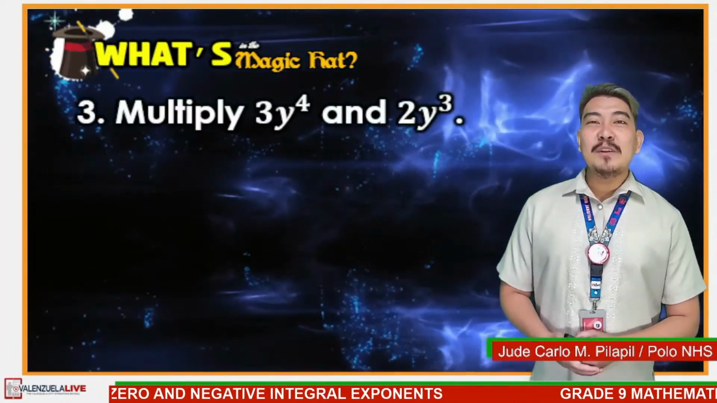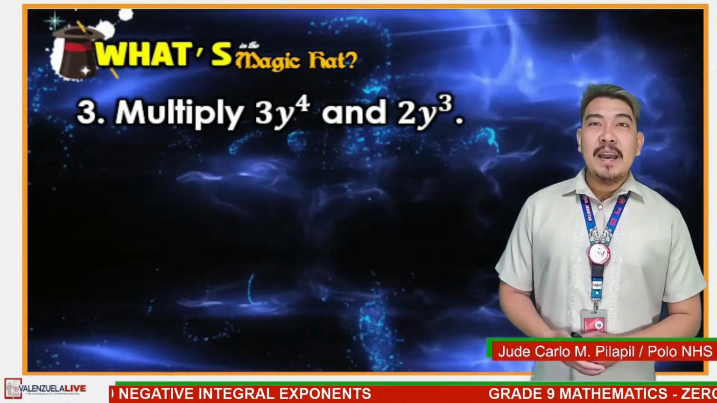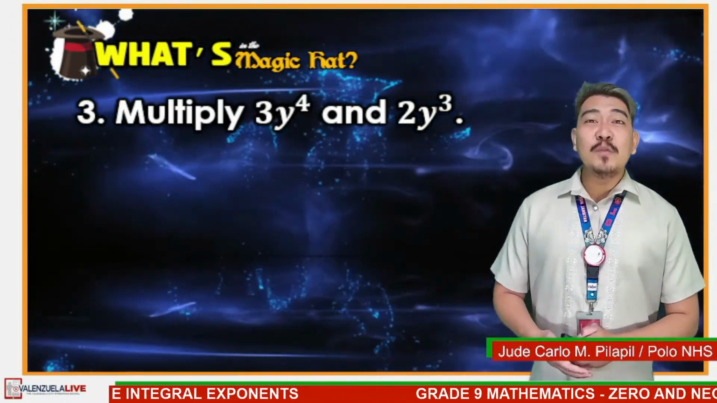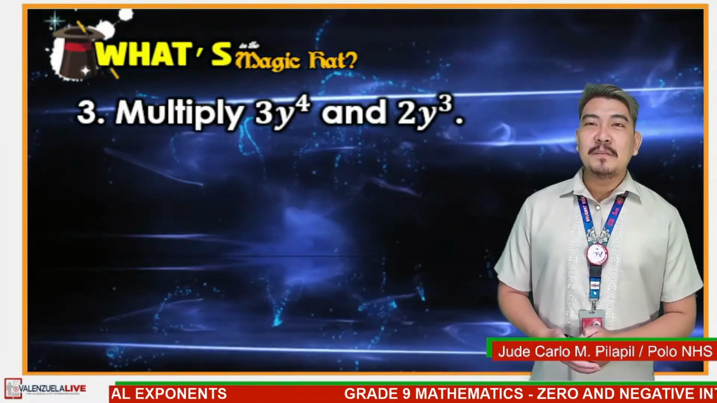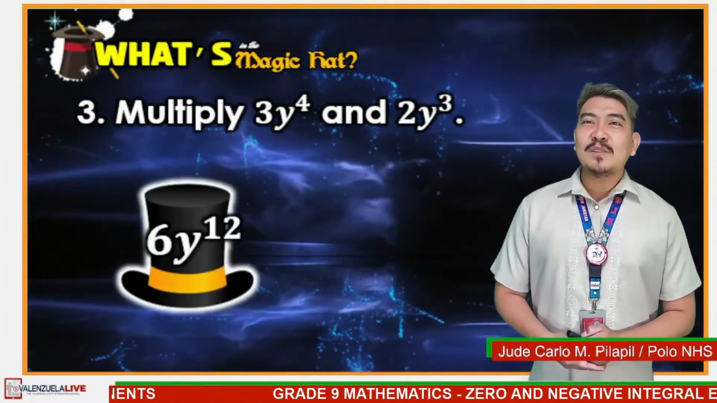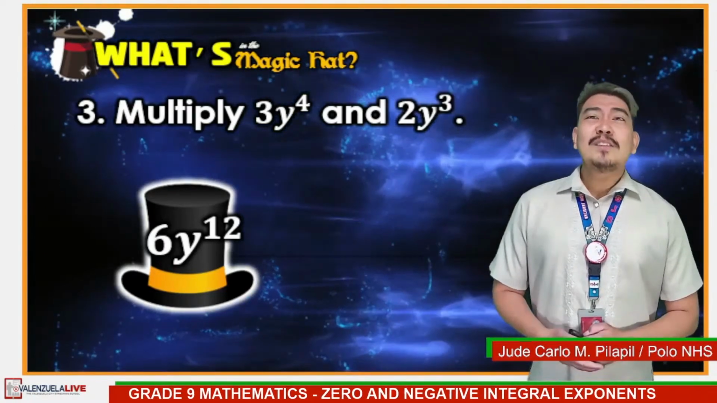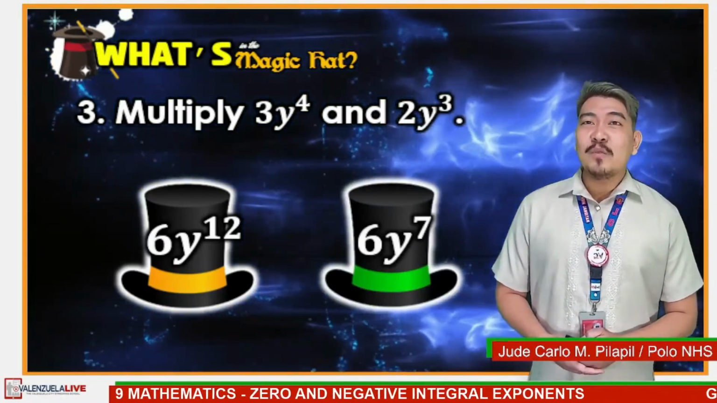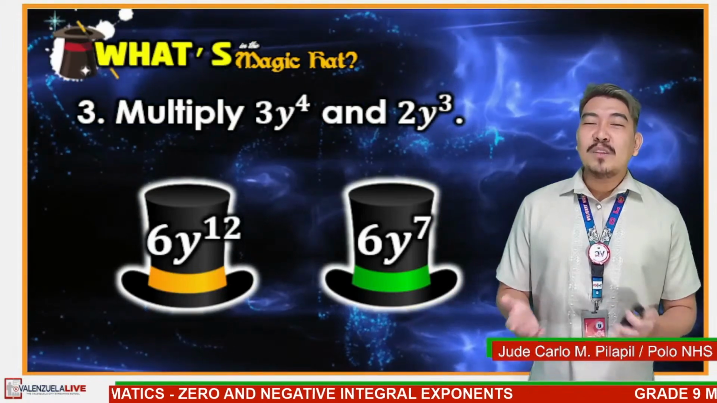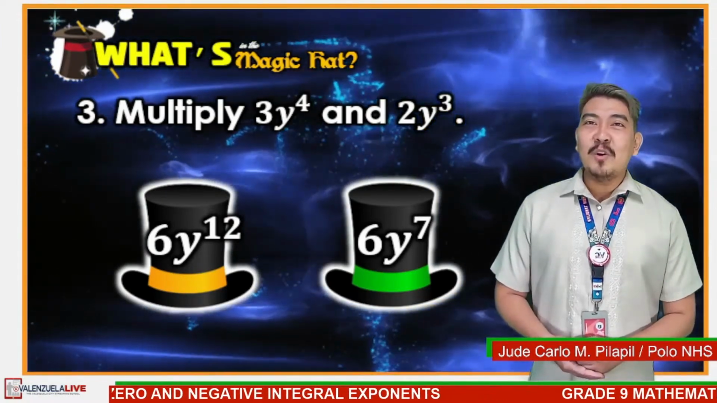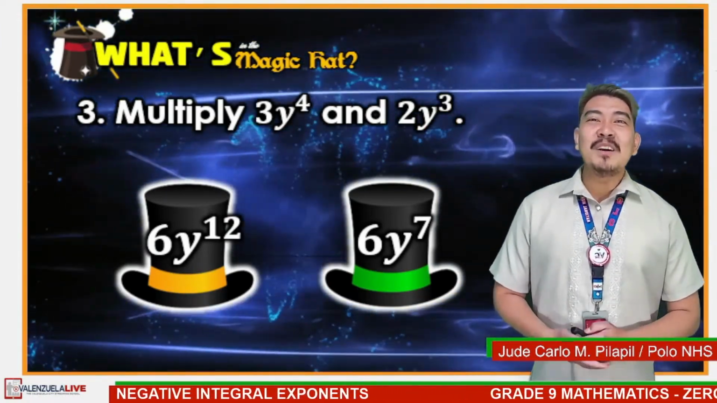Number 3 is given by multiply 3y raised to 4 and 2y cubed. Is it 6y raised to 12 for the orange hat? Or 6y raised to 7 for the green? What will you choose? Orange or green? Timer starts now.